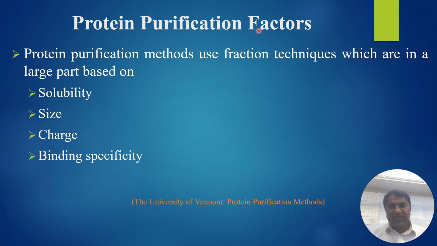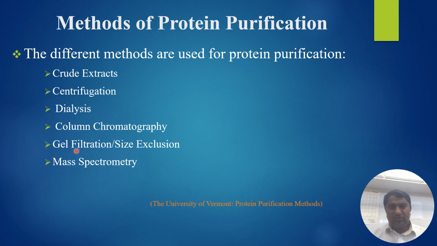So the protein purification factors: the protein purification methods use fractionation techniques, which are in large part based on solubility, size, charge, and binding specificity. The different methods used for protein purification are: crude extract, centrifugation, dialysis, column chromatography, gel filtration and size exclusion, and mass spectrometry.